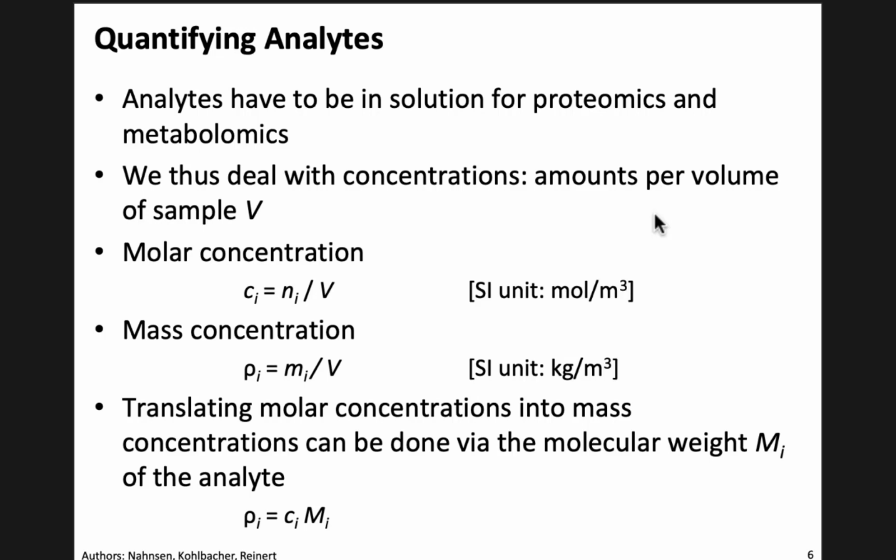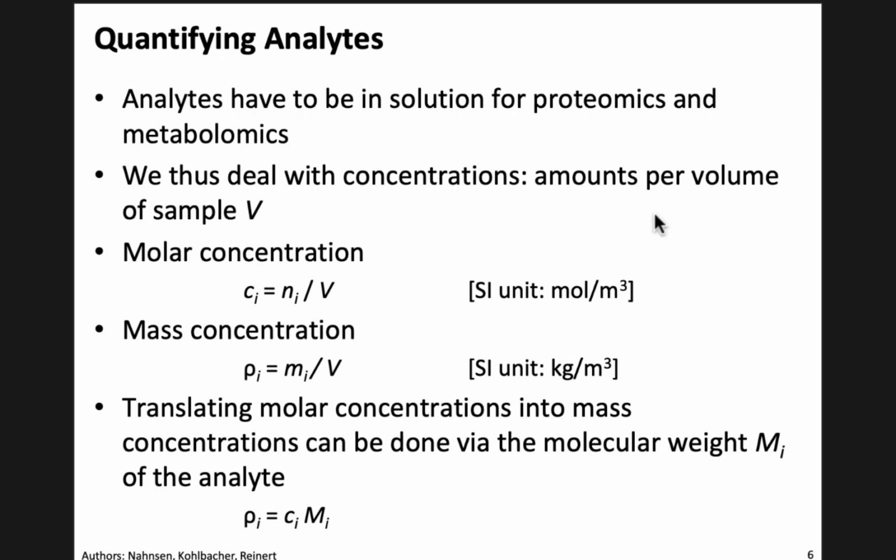And that can be measured either as a molar concentration, c, which is the molar amount per volume, or it could be a mass concentration, in which case it's just a mass per volume, always of the analyte. Translating molar concentrations into mass concentration can be done via the molecular weight, but you know that already. That's really chemistry 101, rather straightforward.